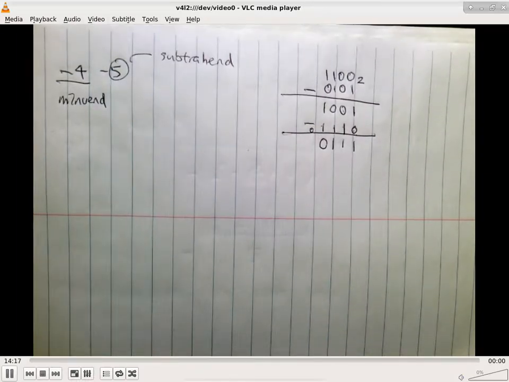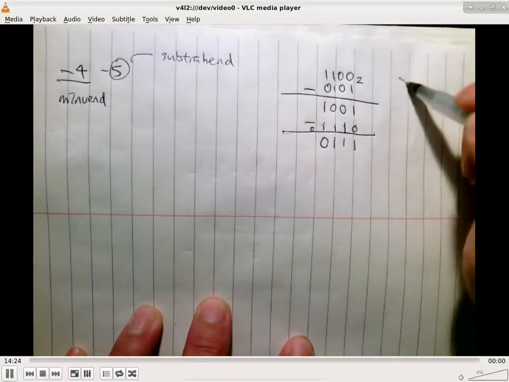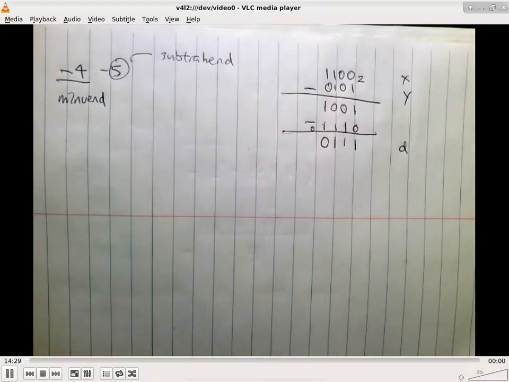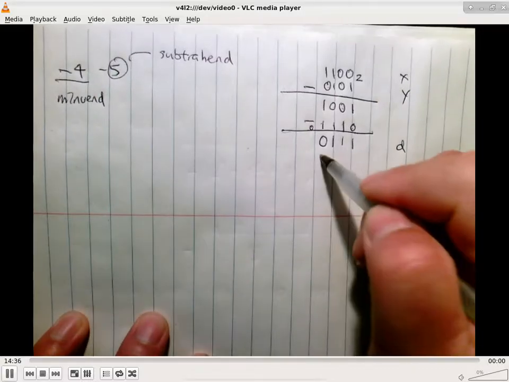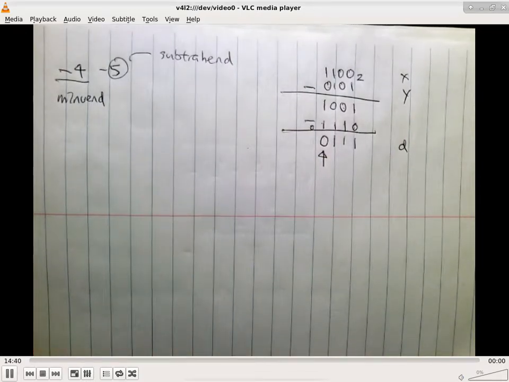So can someone point to me where is the sign bit of the difference? This is x, this is y, this is the difference. What is the sign bit of the difference? It would be the most significant bit, right? This guy. And this is telling you the difference is non-negative or negative? It's non-negative. What? That doesn't work, does it?